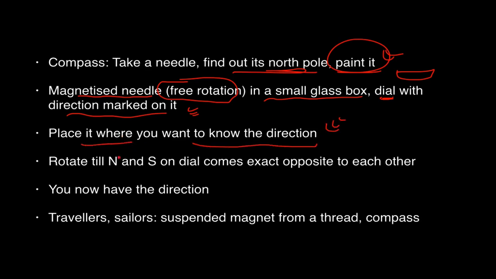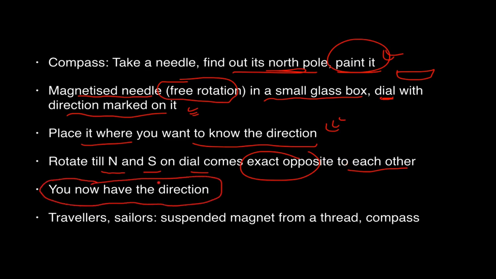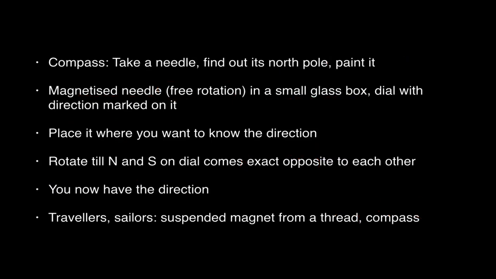Especially sailors and travelers used to take advantage of it. Rotate till north and south and the dial come exactly opposite to each other, as I have shown you in the previous pictures, and now you easily have the direction where you are, so that it will always align itself according to the magnetic field. Then with the help of the sun and the markings, that is the north pole is marked, you'll know exactly which direction you are heading to and where you are right now. Travelers and sailors used to either suspend it from a thread or use a compass. So it's a very great invention of earlier times, जब 500 साल 600 साल types. In that time voyage there was no GPS unfortunately, so they had to take help of these things.